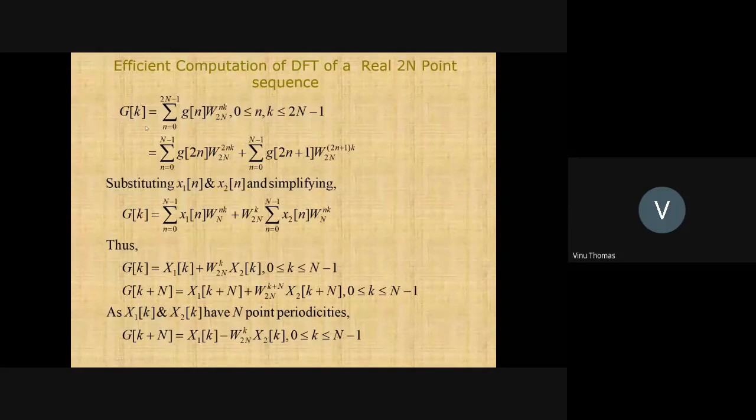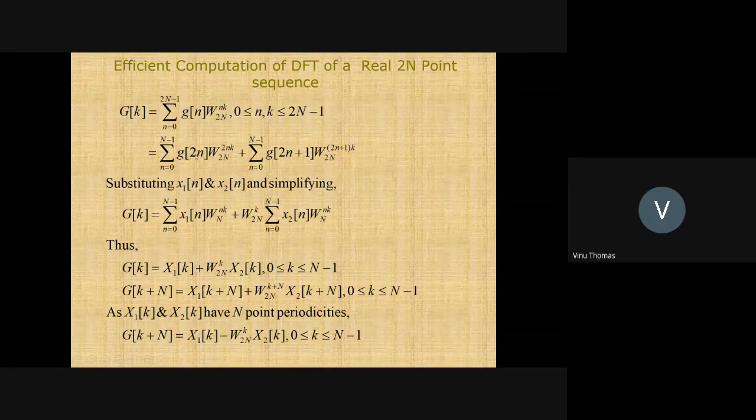So g of k can be written as sigma n equal to 0 to 2n minus 1 g of n W2n raised to nk for 0 less than or equal to k less than or equal to 2n minus 1. We will split this into an even part and an odd part like this. So that is sigma n equal to 0 to n minus 1 g of 2n W2n raised to 2nk. Why? Because it's an even part. And this is g of 2n plus 1 W2n raised to (2n plus 1)k.